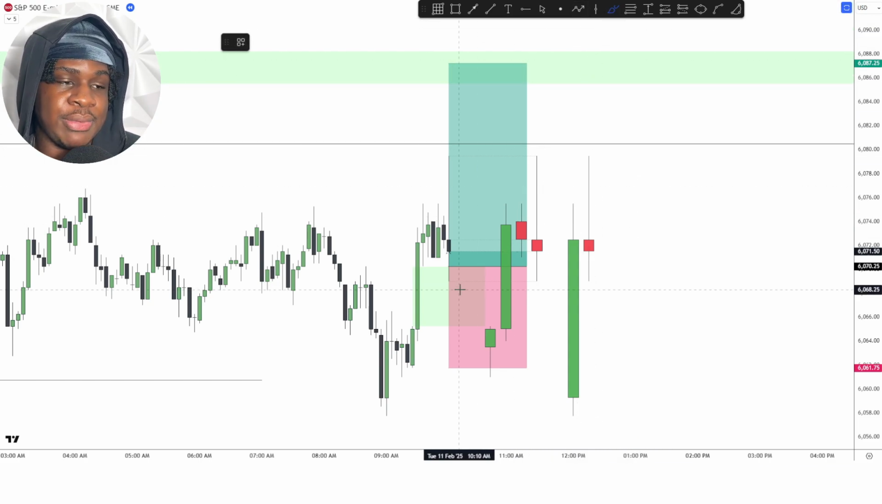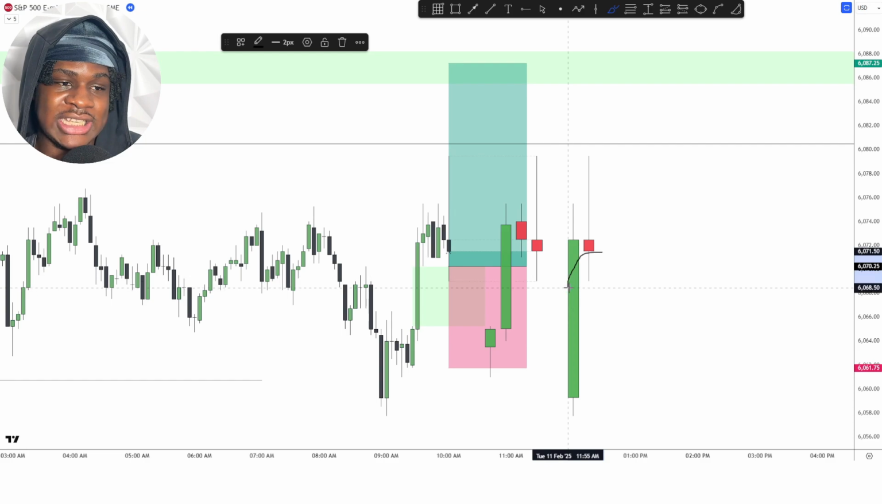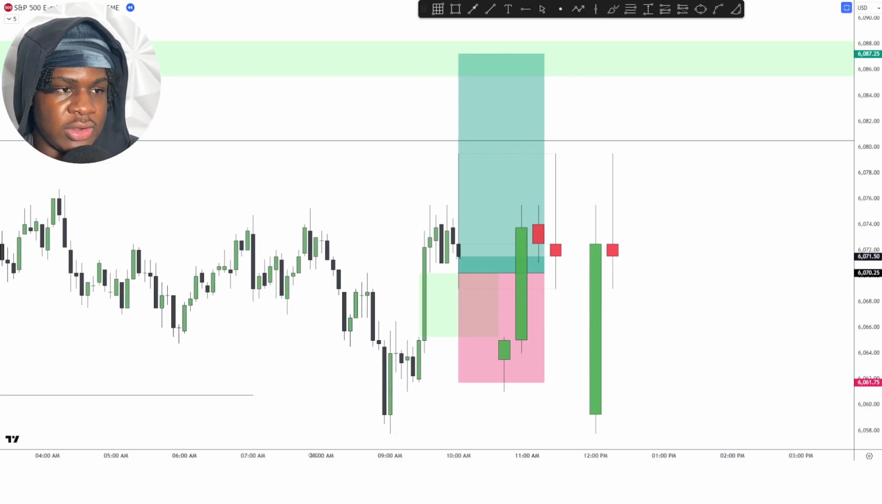You don't want to be in a position where you have a tight stop loss. You always want to let your trades breathe, and then once price establishes that low on the 1 hour, you can adjust your stop loss. So I want to see how this trade plays out.